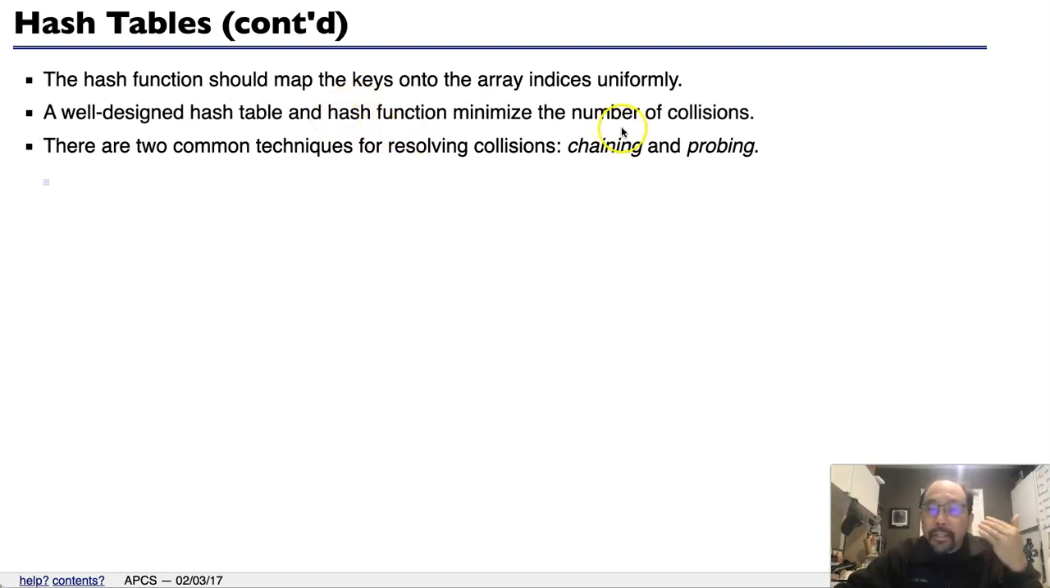Again, that's done to minimize the number of collisions, where multiple things map to the same index. But inevitably, you will have collisions in your hash code. And so we have to have ways to deal with those collisions. And we have two ways. One way is called probing, and the other way is called chaining.